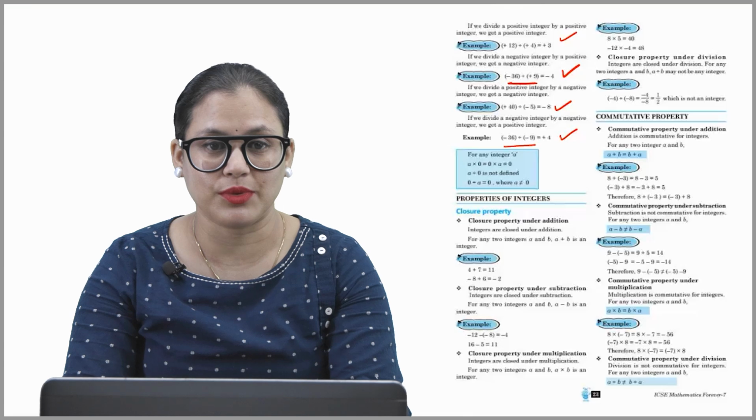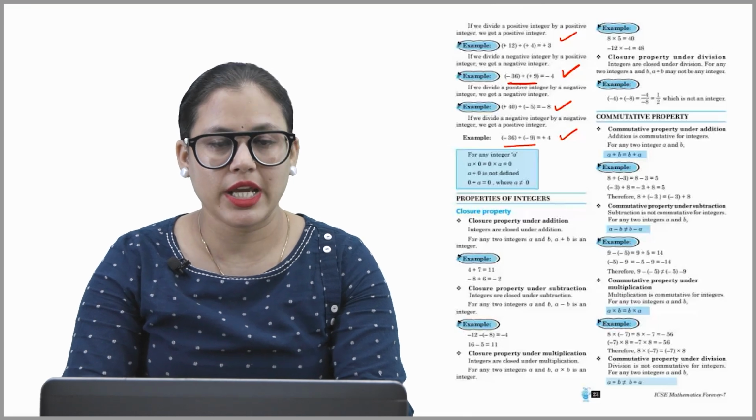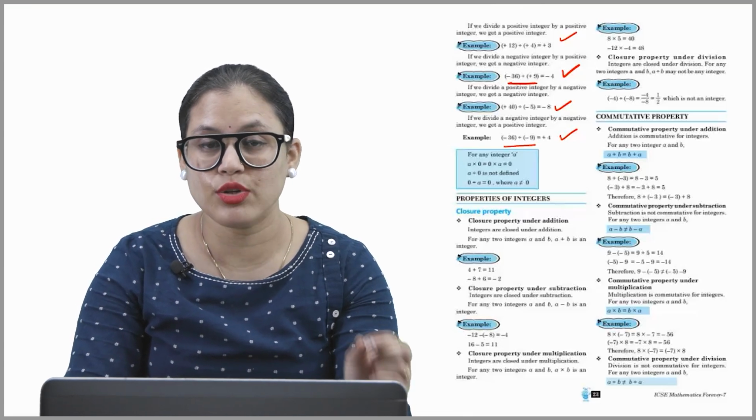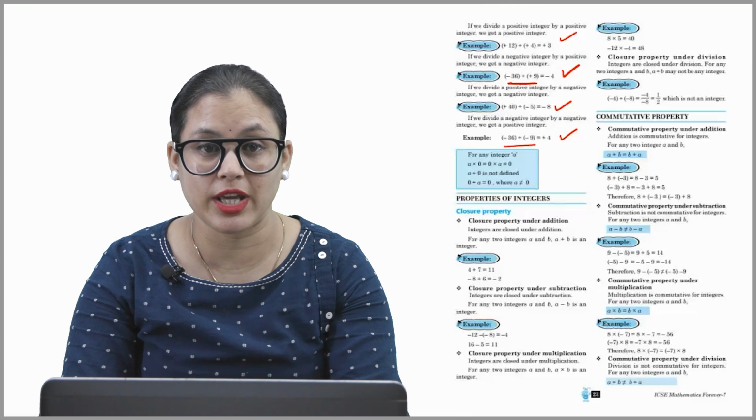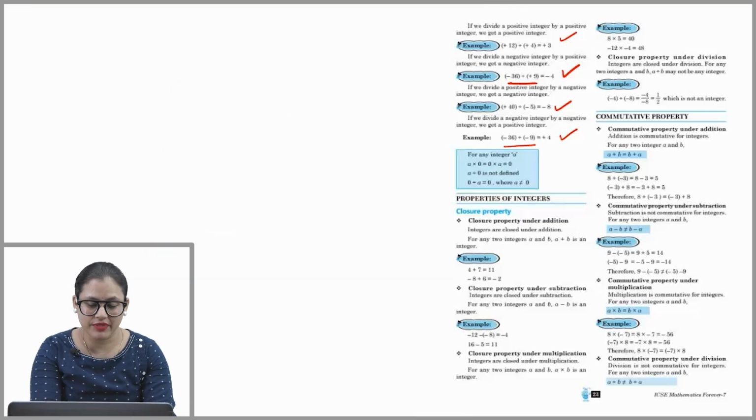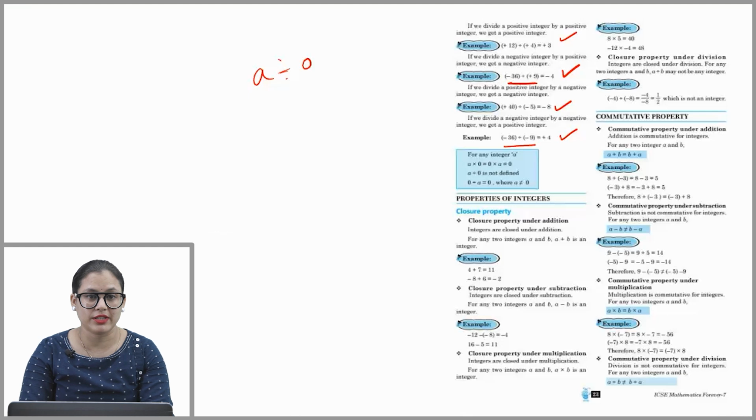So for any integer a, a into 0 is equal to 0 into a is equal to 0. And a divided by 0, we cannot divide any integer by 0, so it is not defined. Okay. And 0 divided by a is equal to 0, where a is not equal to 0.